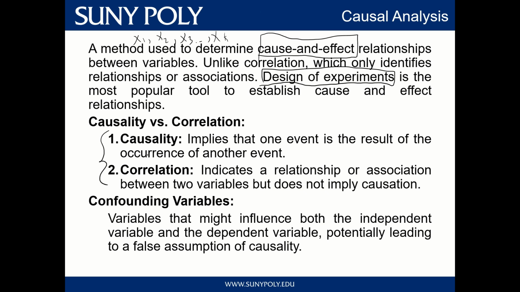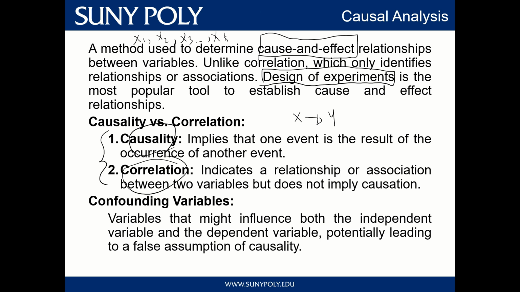So causality implies that one event is the result of the occurrence of another event. So X affects Y, or X is the cause of this variable, while correlation indicates that there is a relationship or association between two variables, but it does not imply causation. So in causality you have correlation, but in correlation you don't have causality.